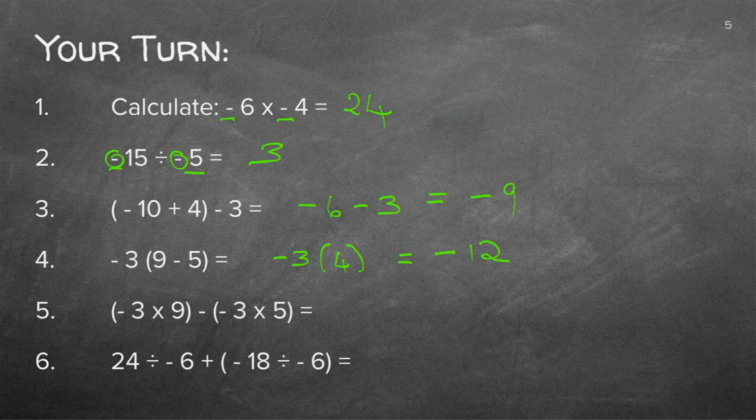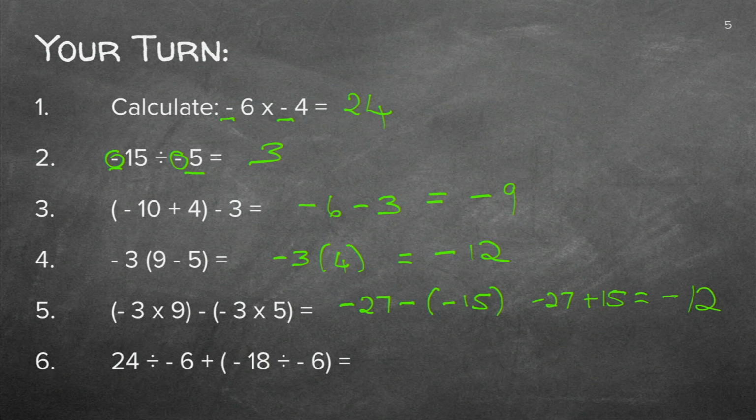The next example, -3 times 9 minus -3 times 5. So -3 times 9 will give us -27. Now we've got minus, and here -3 times 5 is -15. So we've got two minuses, so it is -27 plus 15, and our answer will be -12. Congratulations if you got this one correct.